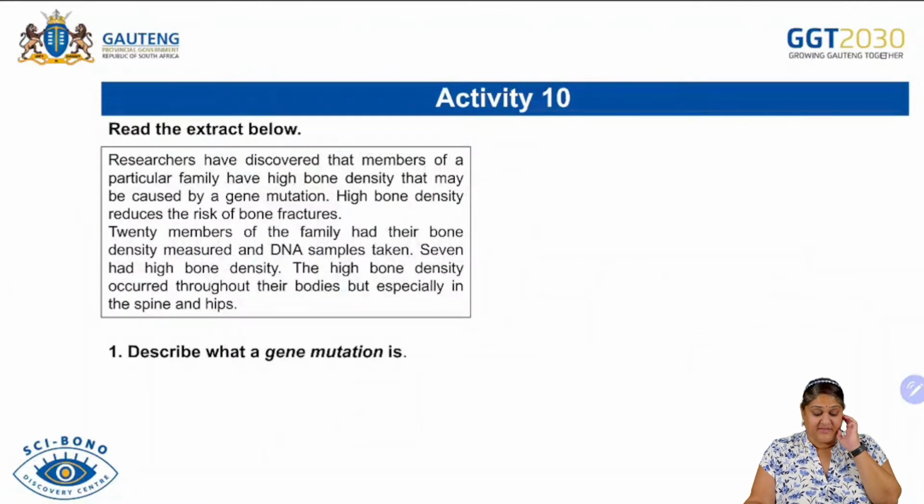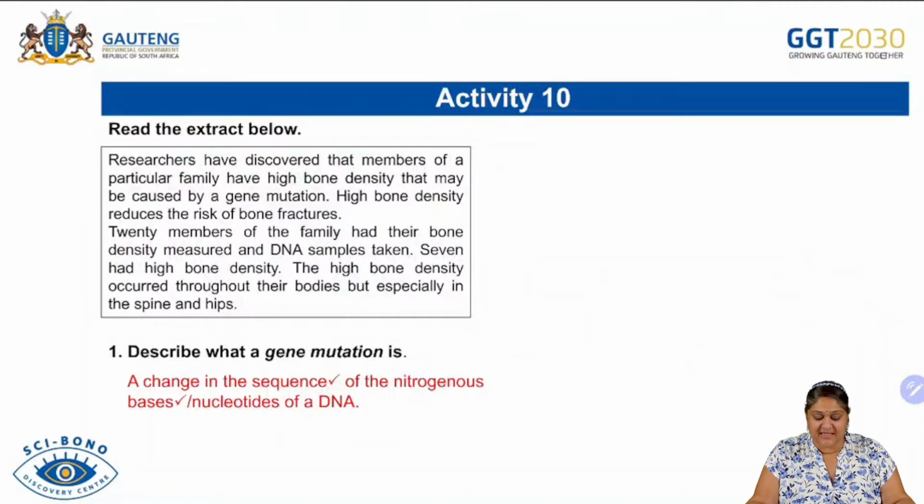Right. Now, we need to describe what a gene mutation is. Now, you see, they're telling us it's a gene mutation. You need to describe what a gene mutation is. It's a change in the sequence of the nitrogenous bases or the nucleotides of DNA. Okay, so the key word here is that we are changing the sequence, and the other key word is that it's of the nitrogenous bases. Very important. You cannot say it's a change in the sequence of DNA.